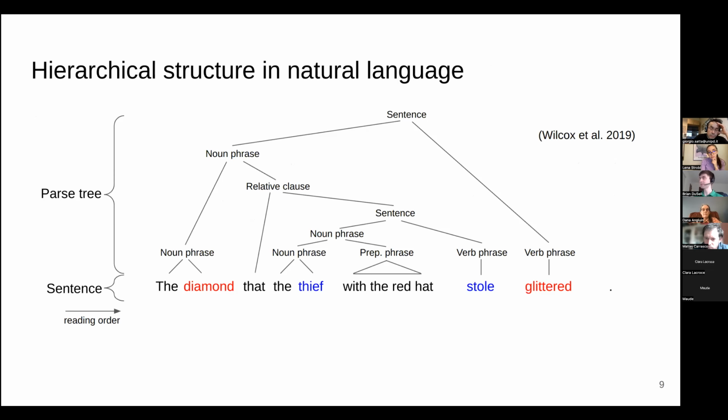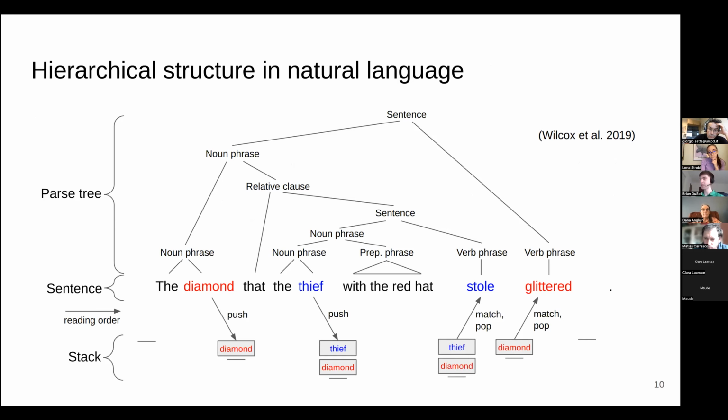All right, so first let me make the case for stacks in general in natural language. The goal of our work is to improve the performance of RNNs on sequential data that have hierarchical patterns, including natural language syntax. We can see hierarchical structure in this sentence, which contains an example of center embedding. The sentence we have here is, the diamond that the thief with the red hat stole glittered. Now, stacks can help us process hierarchical structures as shown here.